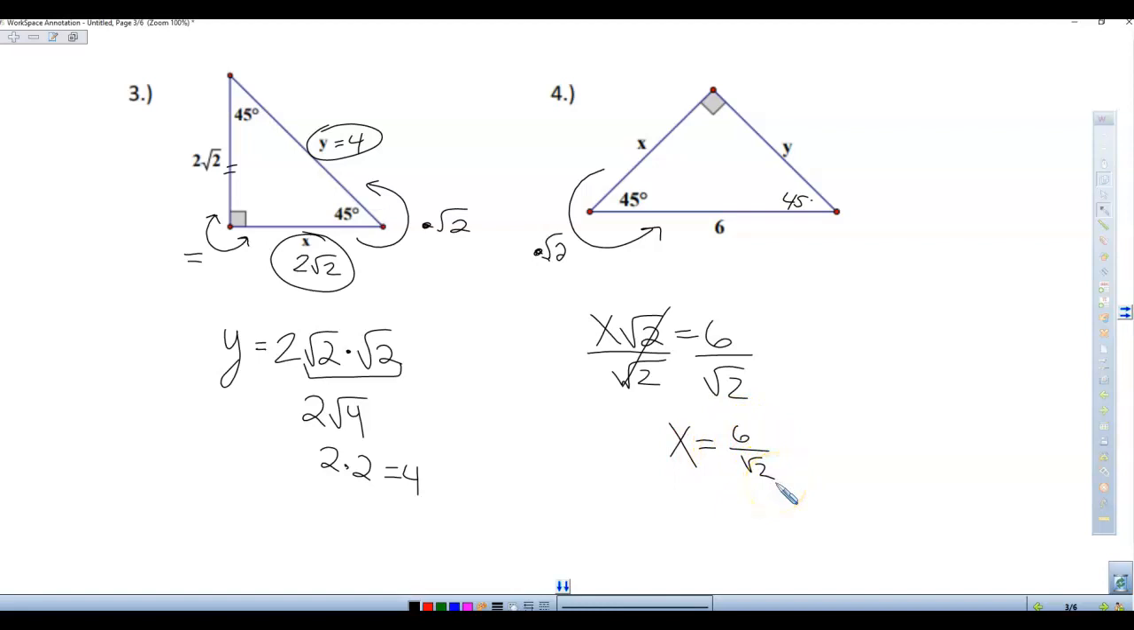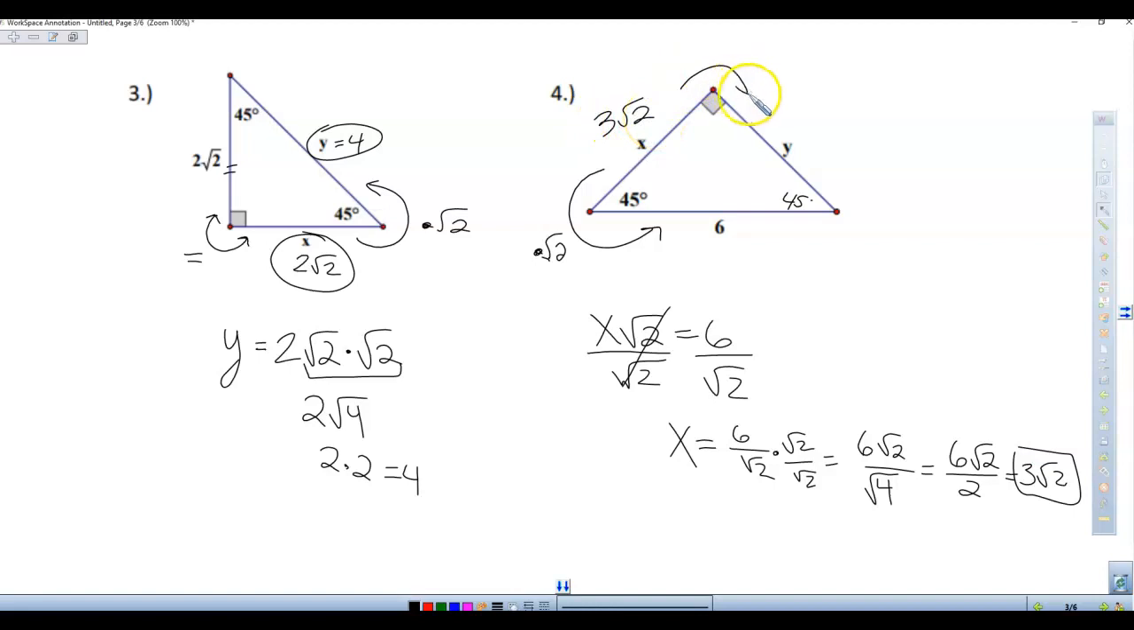Now remember what we learned the other day. We cannot leave an answer with a radical in the denominator, so what I'm going to do is rationalize the denominator by multiplying the top and the bottom by root 2. And I get 6 root 2 over the square root of 4. And of course the square root of 4 is 2. So I get 6 root 2 over 2, which is equal to 3 root 2. So I followed the same rules, and then I just need to simplify my answer. So I found out that x must be 3 root 2. And then in a 45, 45, 90 triangle, the legs are equal, so that means y is also 3 root 2 as well. And I'm done.